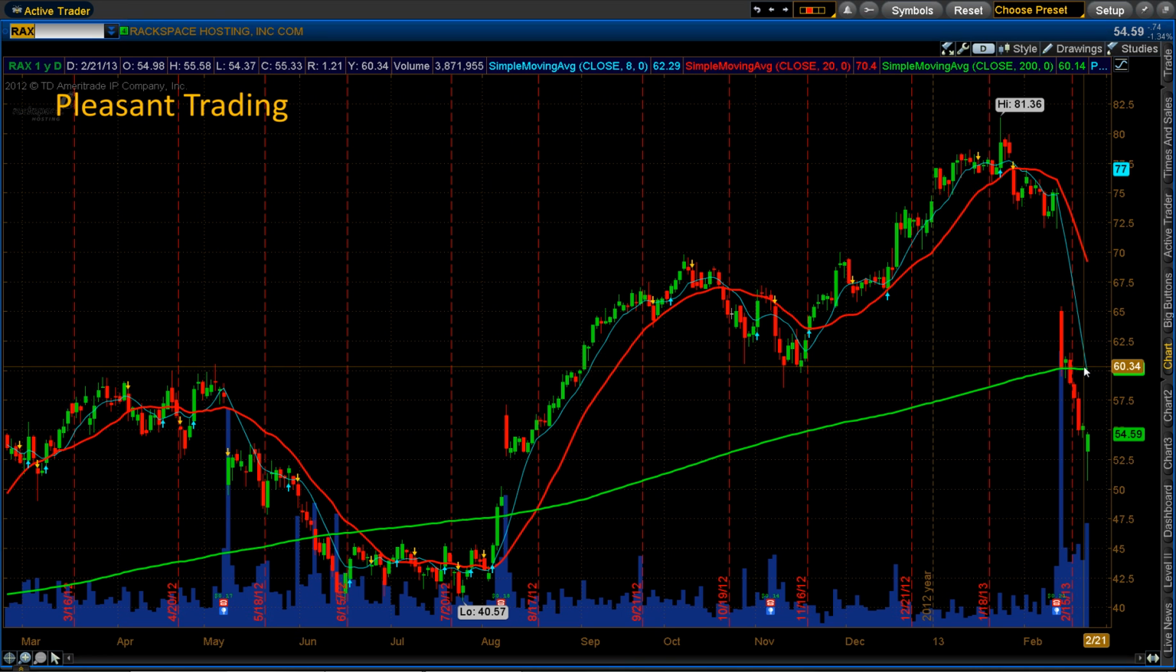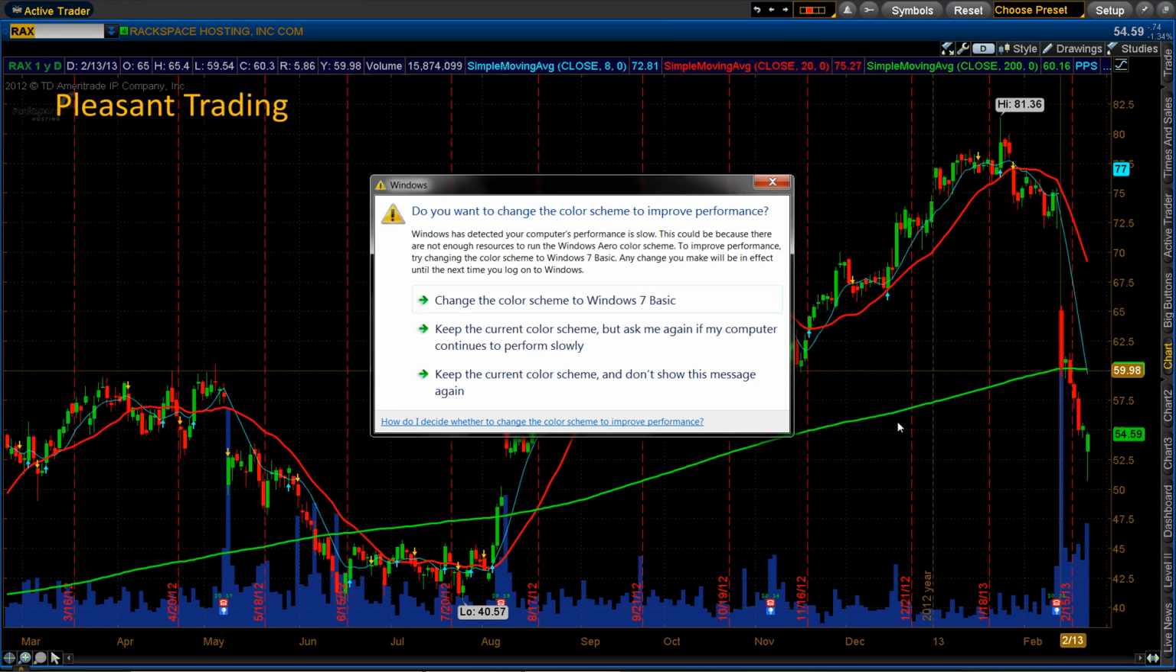Like I said, if it breaks the 200 with any real momentum and then pulls back and stays below your 200, it's a great trade to have.